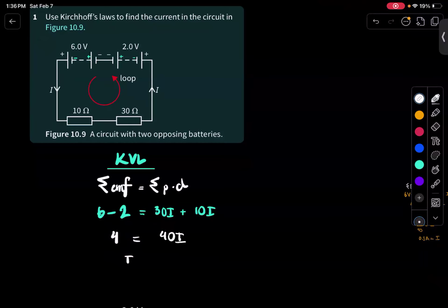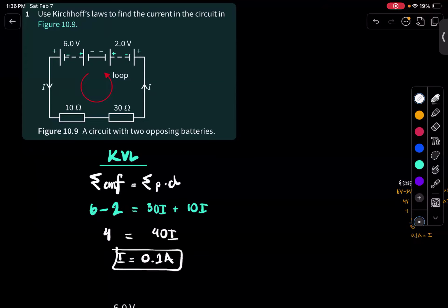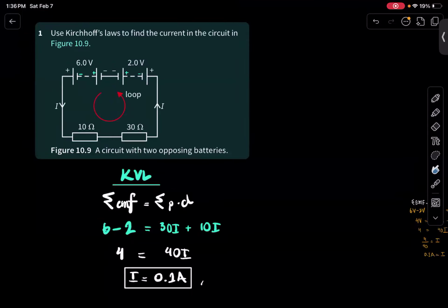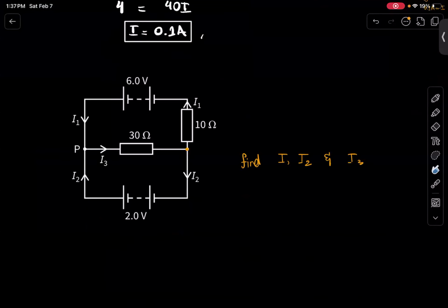So that means I is equal to, oh wait, one second. Oh, right. I is equal to 0.1 ampere, right? So this is just a basic application of Kirchhoff's voltage law. It's not complex at all. It's very simple, right? You could have done it with Ohm's law over here, but in certain situations, Ohm's law falls, it dies, right? For example, like this.